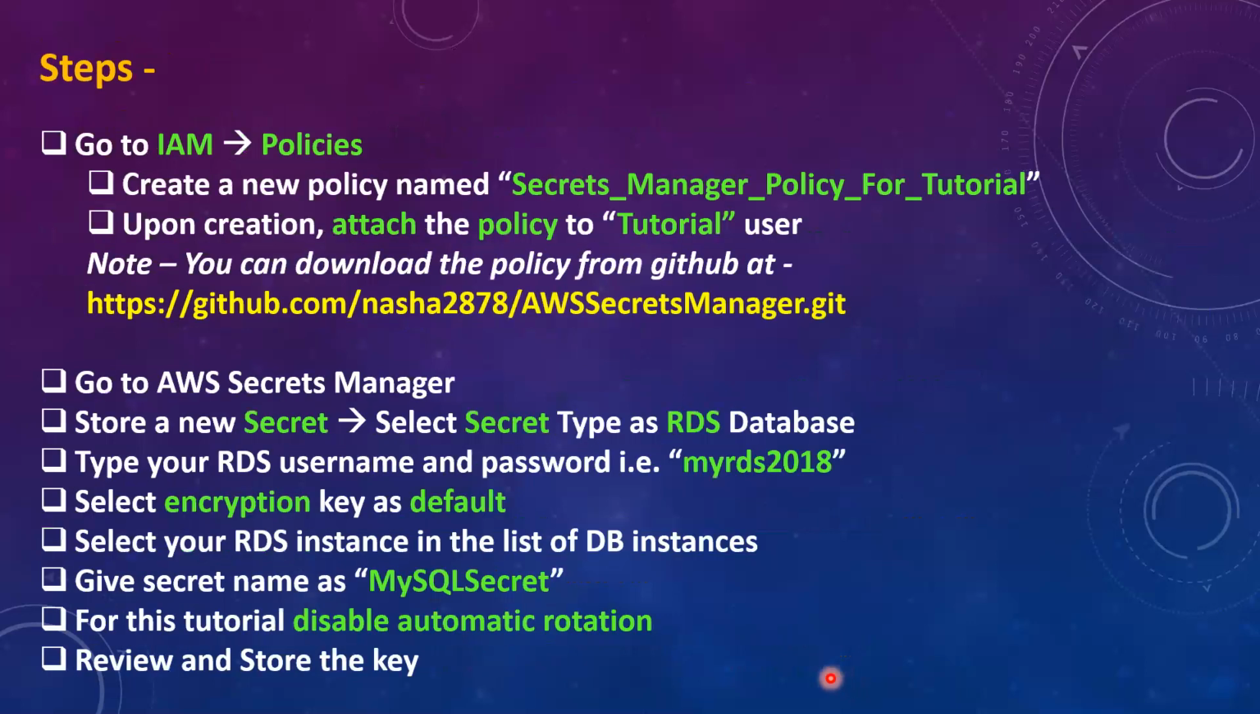So after you've completed the pre-prep, then you can continue further ahead with the steps that I will be showcasing now. So the first thing that we will do is we will actually go ahead and create a custom policy. So go to IAM policies and then create a new policy named secrets_manager_policy_for_tutorial. So this is the policy that we will create for our tutorial user. And once we have created this policy, we will go ahead and attach this policy to our user.